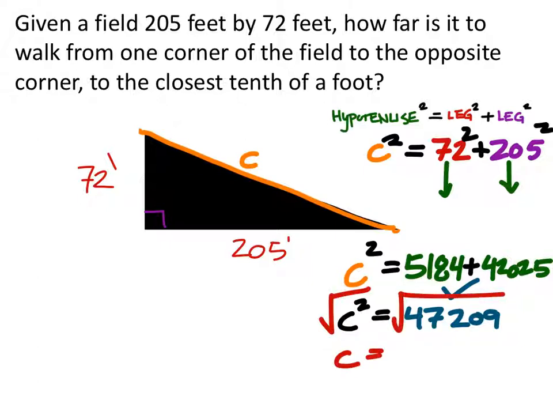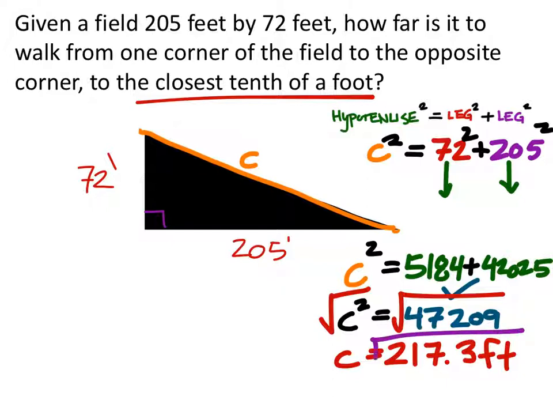And this time we're not going to look to simplify this as an exact value because it told us to round to the nearest tenth. So I'm going to plug it into my calculator. The square root of 47,209. And my calculator gives me 217 point, and we want the tenth of a foot. So I had 27, so I'm going to round that to 3. And yes, we do need to label this because it is a word problem. So 217.3 feet would be the distance from one corner of the field to the other, to the nearest tenth of a foot.